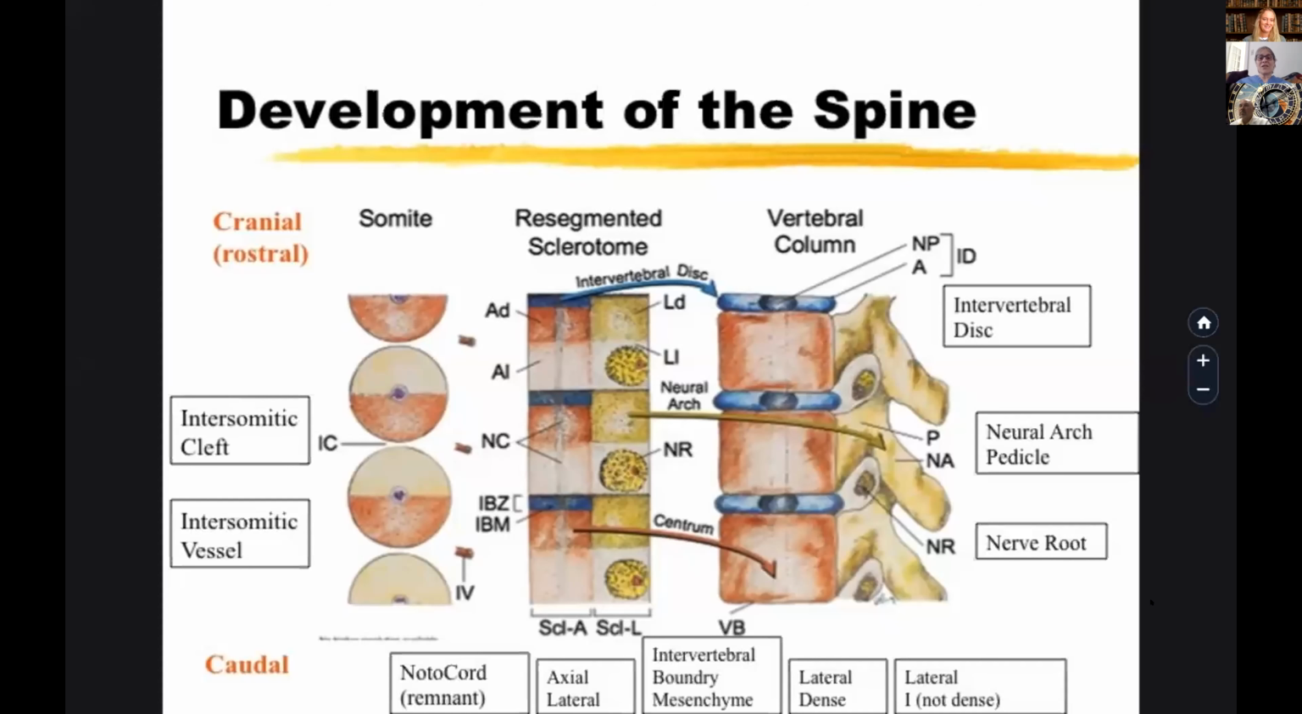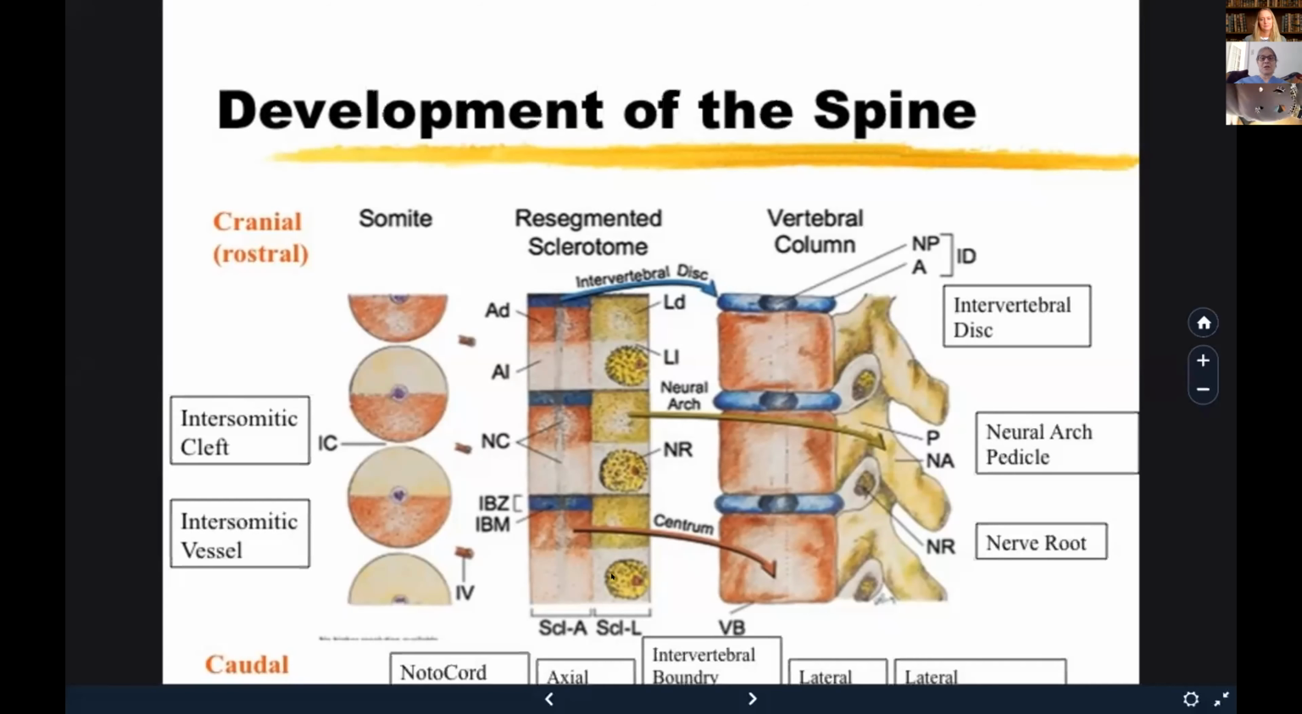So this is just another image of what Dr. Hill already explained in terms of the resegmentation and how the sclerotome, this portion, becomes the vertebrae, and again wrapped around, and this portion becomes, you can see the intervertebral disc and the body of the vertebrae. So this is the arch back here. This is the body of the vertebrae.